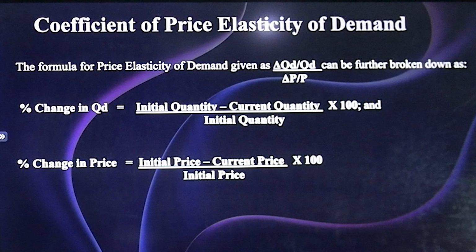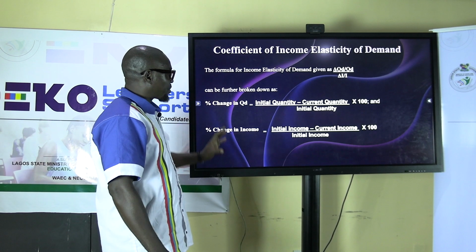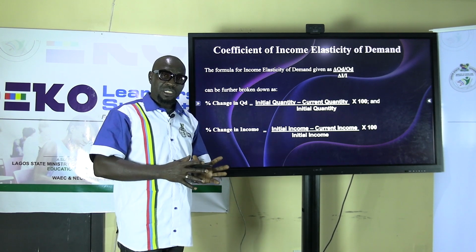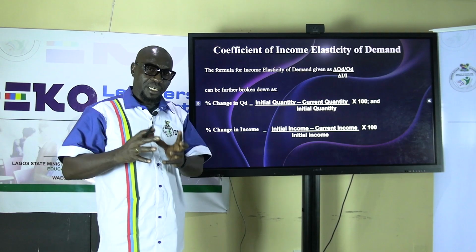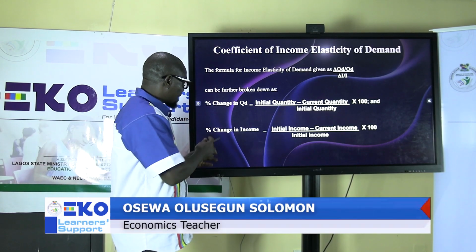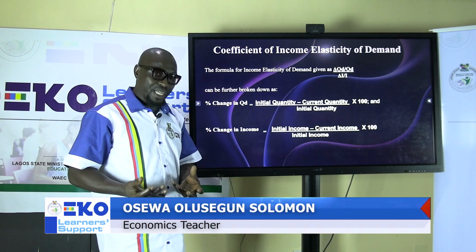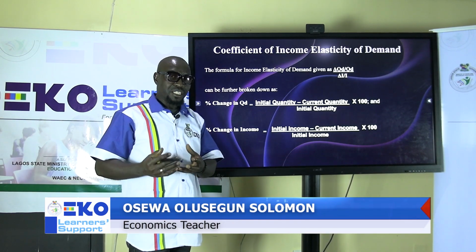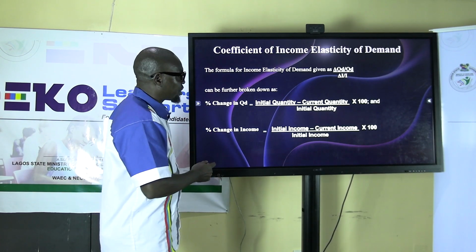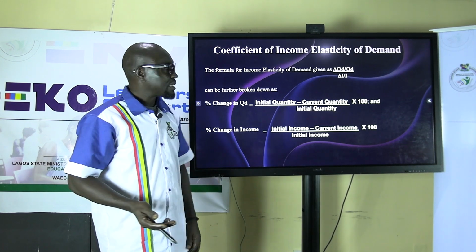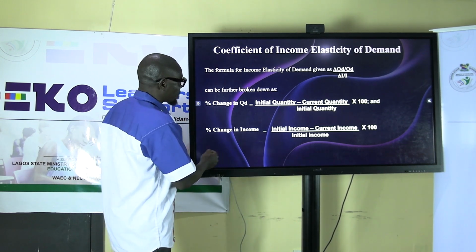Same with the coefficient of income elasticity of demand, where we have the change in quantity demanded, as in the previous case, as the difference between old or original quantity and new quantity divided by the old or original quantity, and the change in income is the difference between the original or initial income and the new income divided by the initial income. But in each case, you must multiply by 100 or represent these values as a percentage.